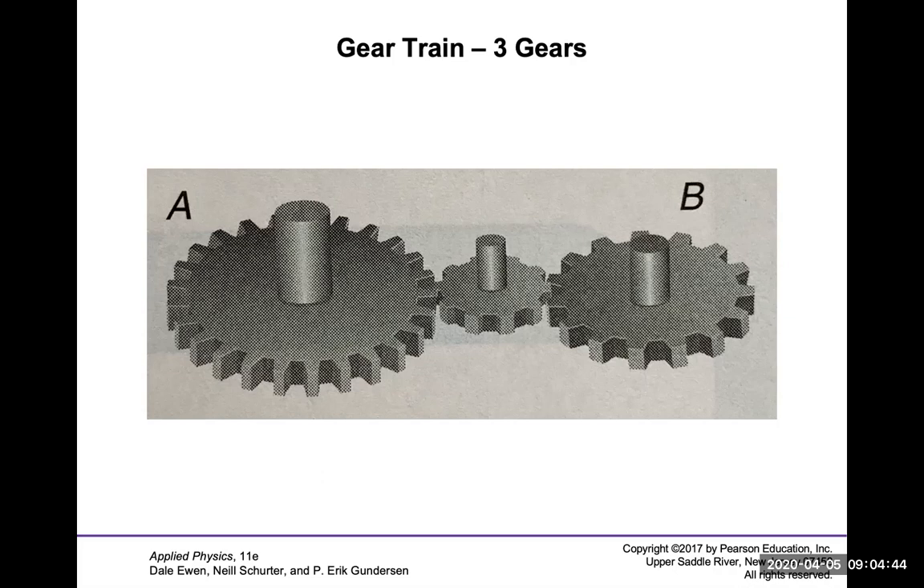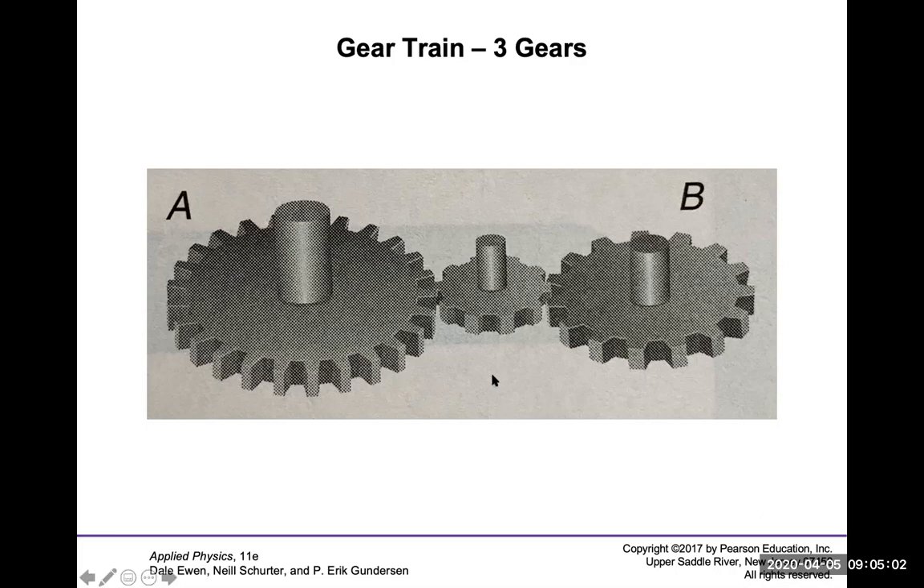There's A and there's M. Those two are both drivers. How many driven gears are there? Well, there's two also. There's M and there's B. So M is playing both roles, driver and driven.